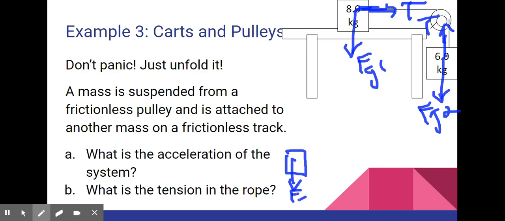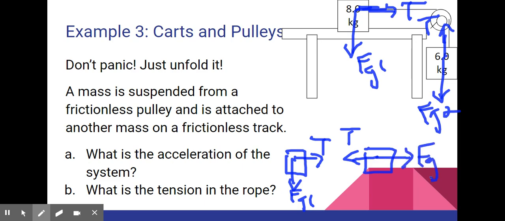You've got Fg1, you have tension, then we have another tension, and we have Fg2. So you got to be careful that you don't unfold the other side because it's already essentially unfolded. So force due to gravity 1's going to stay there. But force due to gravity 2 gets flipped over.